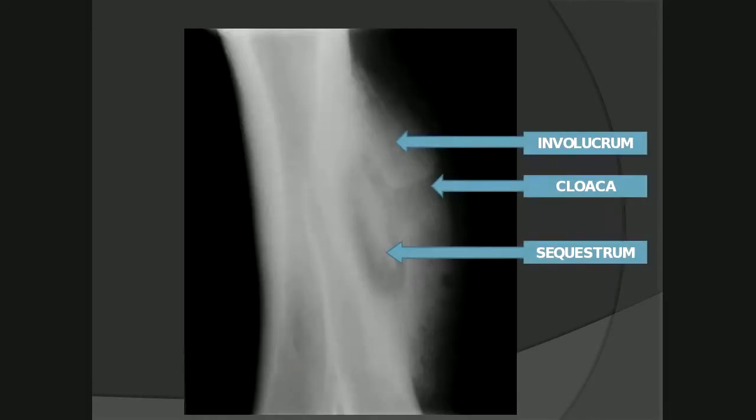And then lastly, this is just a very nice example showing those three concepts: the involucrum being the periosteal reaction, the cloaca being the defect in the periosteal reaction, and the sequestrum being the dead piece of bone that is sitting within this radiolucent pocket of exudate, which will drain through the cloaca.